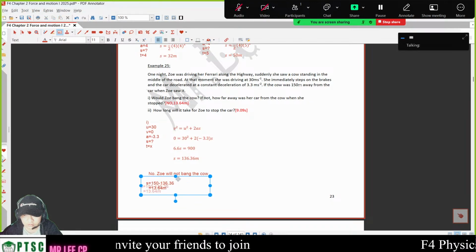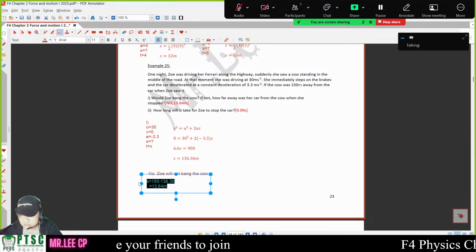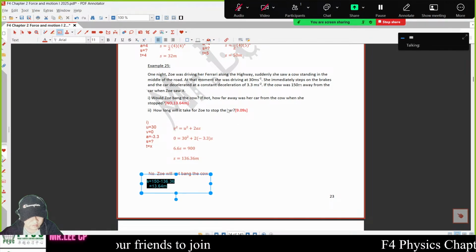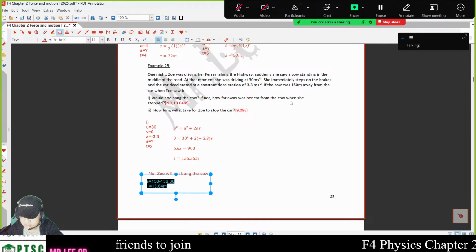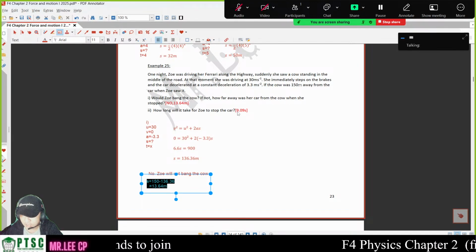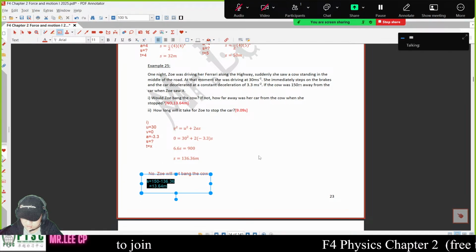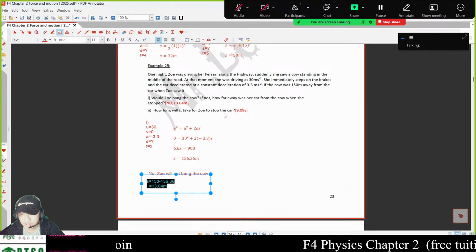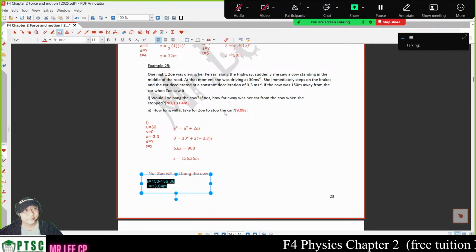So if can, you try to answer lah. So how far is it? She is 13.64 meter away from the cow when she stopped. Is that okay?